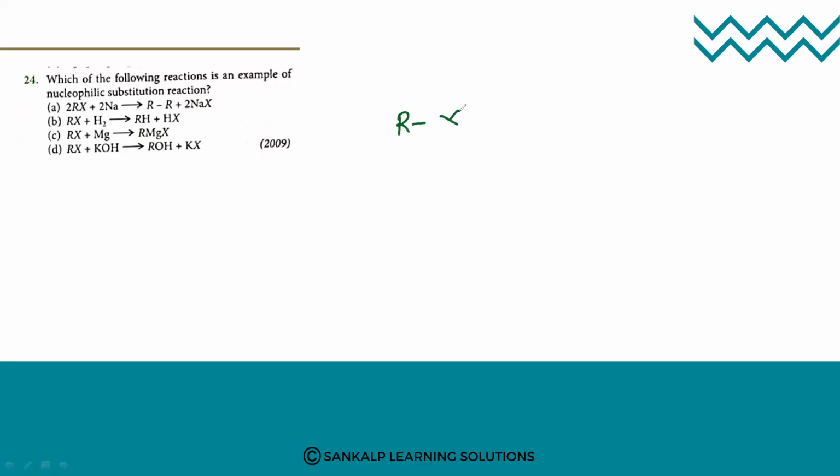There is an alkyl halide, there is a nucleophile. So this nucleophile will attack the substrate. Okay, and in the substrate there will be a leaving group. So there is an attack of the nucleophile at the carbon of the substrate, and thus the leaving group will leave with its pair of electrons, and it will form RNu plus X minus.